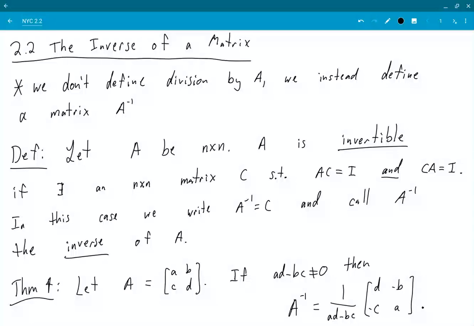Okay, pause and copy all of this. Pause and copy, pause and copy. Okay.